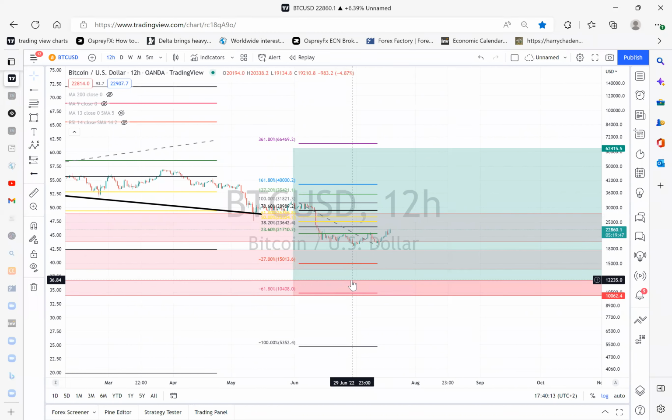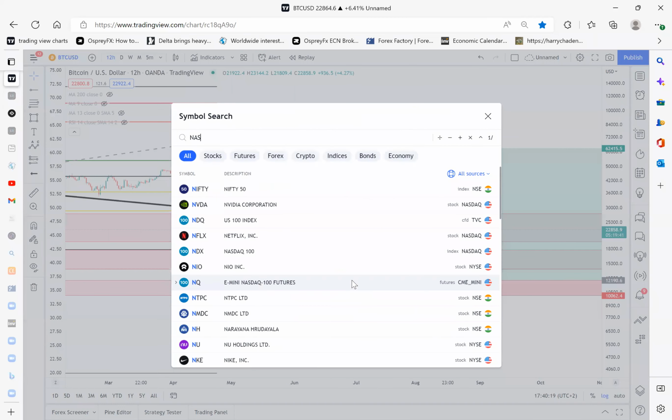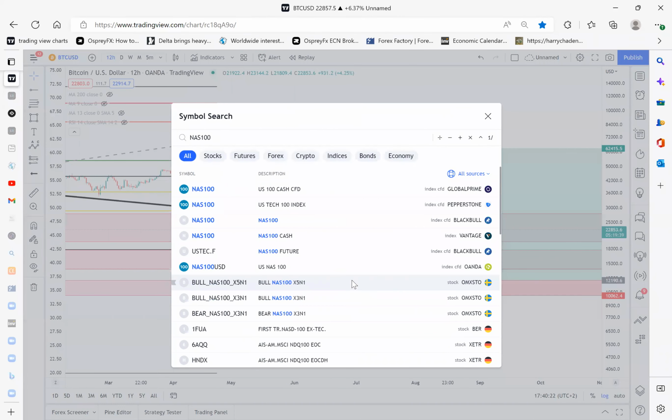Yeah, can you have a look at NAS and SPX? Because they... How many pairs do you look at, man? You look at every pair? Oh, I do. I spend a lot of time on stuff.